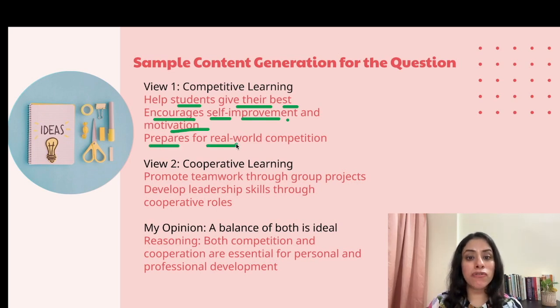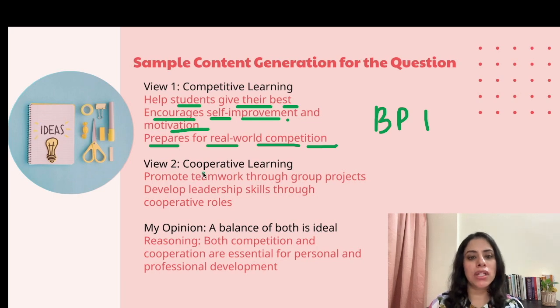Then prepares for real world competition. Once school is over, learning doesn't end there, and competitiveness doesn't end there. So it prepares a child for the real world competition which is out there after their school life ends. So these are some of the points which we can highlight in view 1. Again, these are going to be in your body paragraph 1.